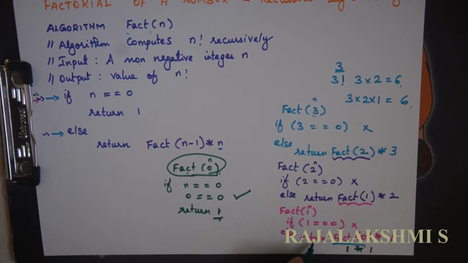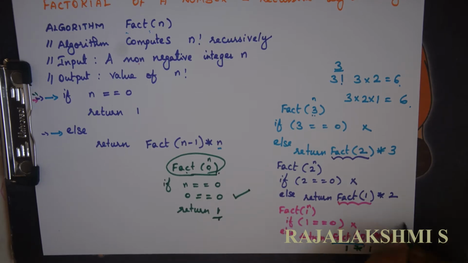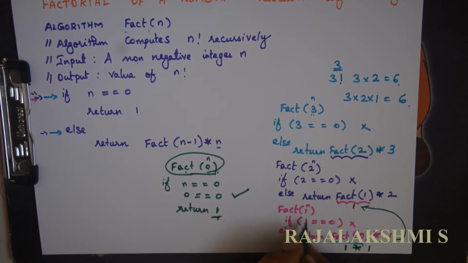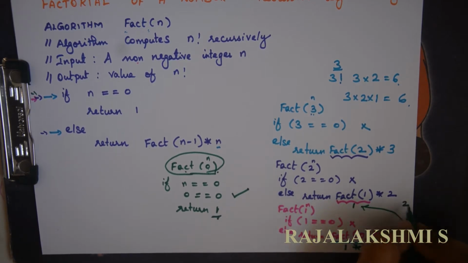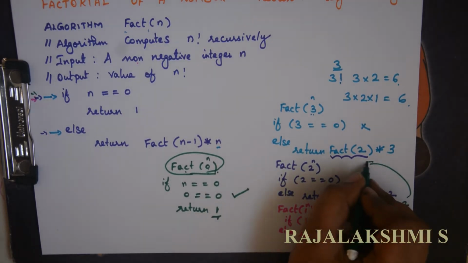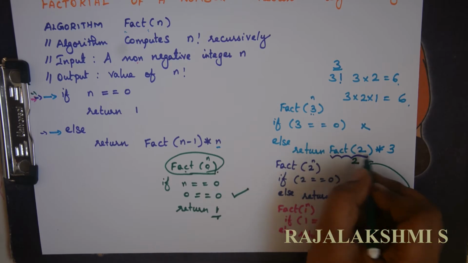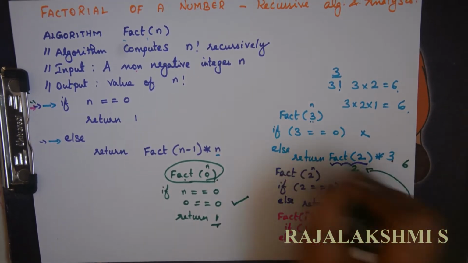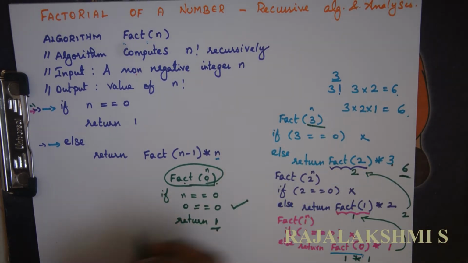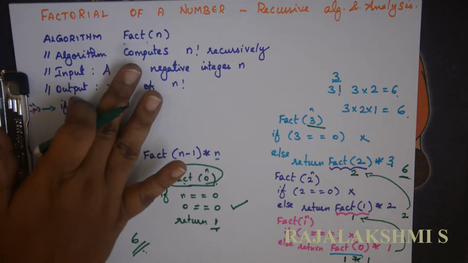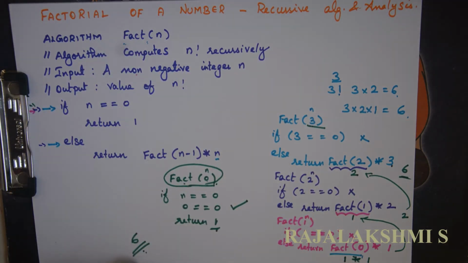So this fact of 1 returns 1, and this 1 comes here. Instead of fact of 1, the function returns the value 1. So 1 into 2 is 2. This fact of 2 returns the value 2, and that goes here. Fact of 2, the value is 2, multiplied with 3. So it will return 6. Fact of 3 returns 6. In this way, the recursive algorithm computes the factorial of a number.